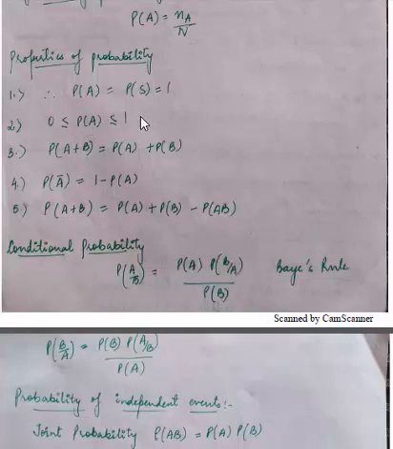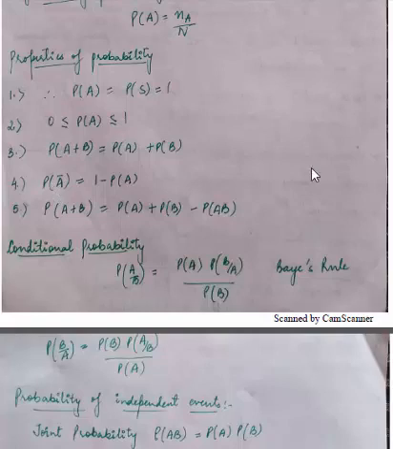Third, if A plus B represents the union of two mutually exclusive events, that is A and B, which do not occur simultaneously, therefore probability of A plus B is equal to probability of A plus probability of B. Fourth property is probability of the complement of A is equal to 1 minus probability of A. A bar represents the complement of A.